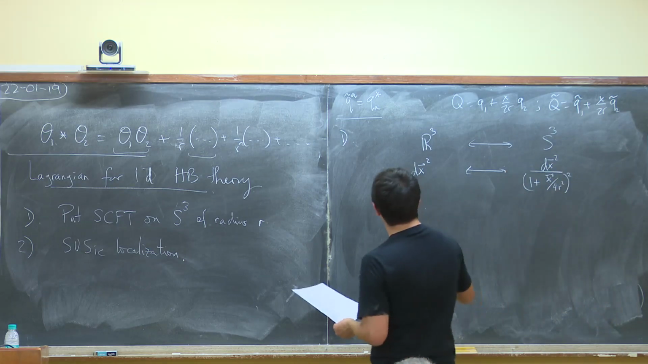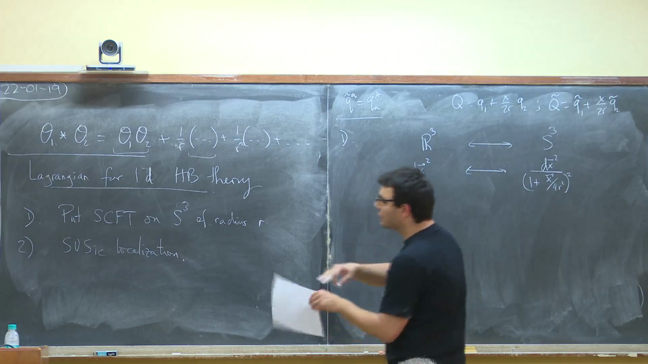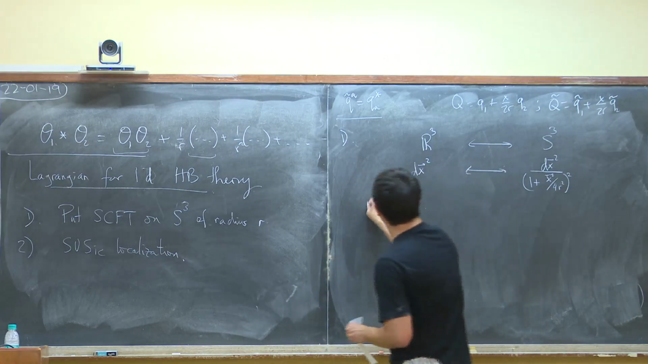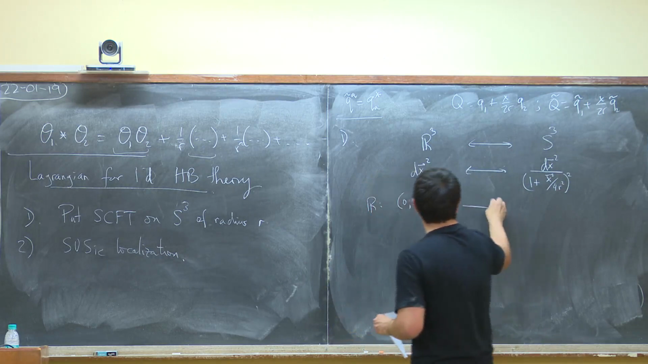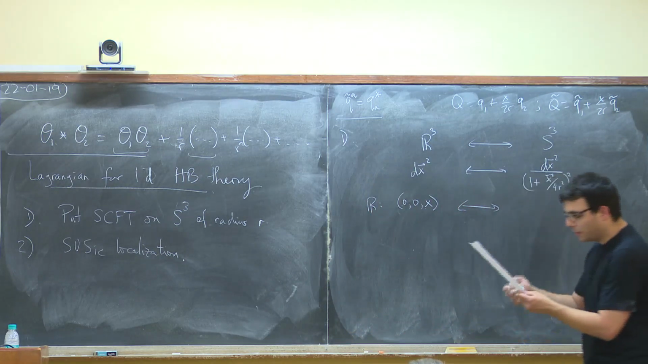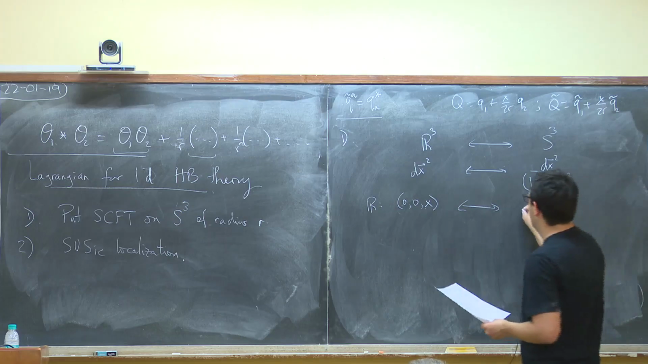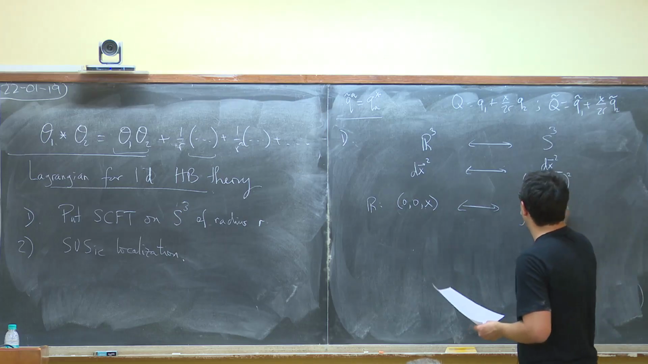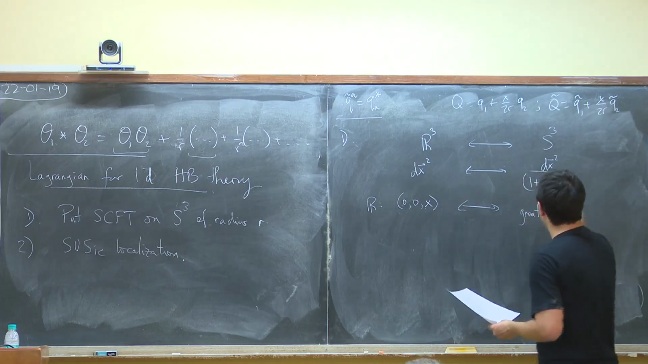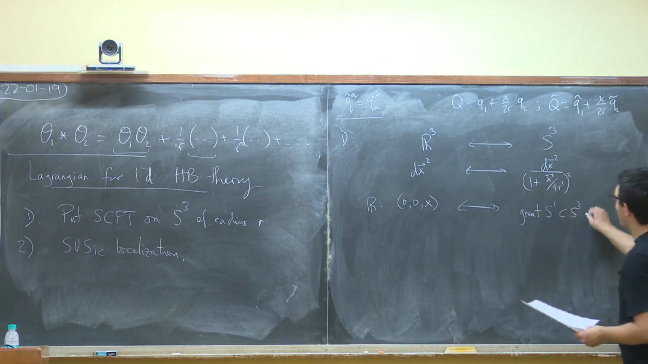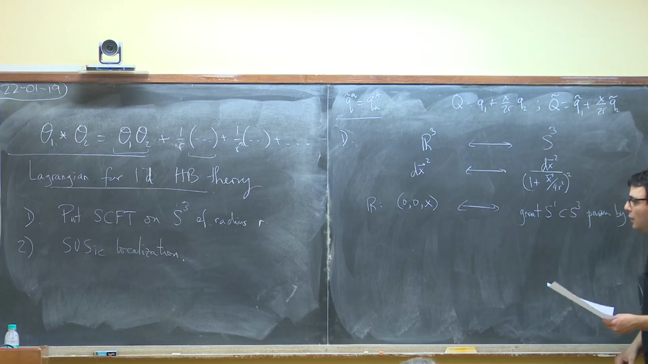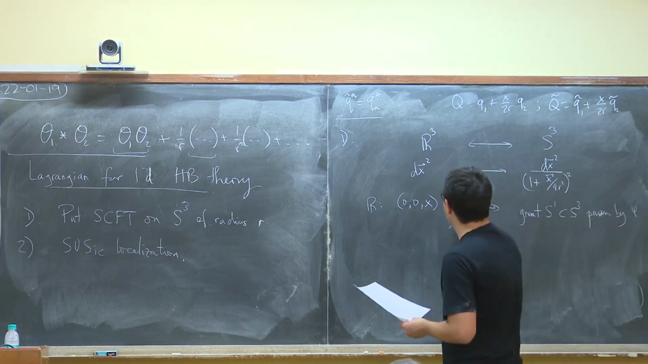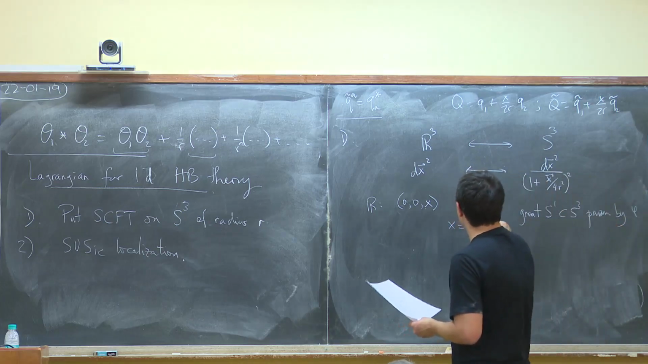OK. And then what happens with the topological sector? In flat space it was on a line, so it's 0, 0, x. And a line gets mapped under this geographic projection onto a great circle in the 3-sphere, parameterized by some angle phi. And the relation is that x is 2r times tangent of phi over 2.